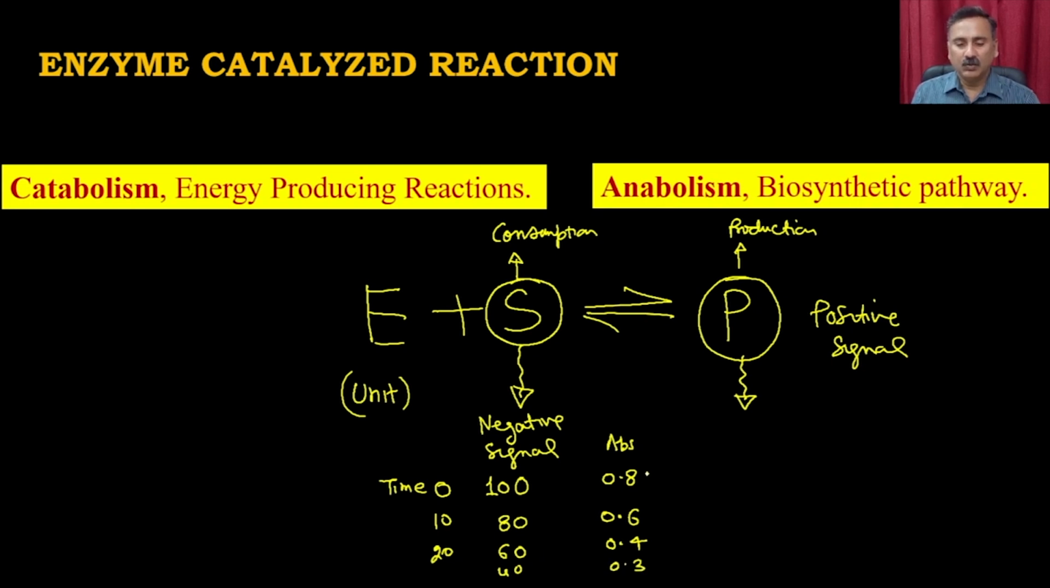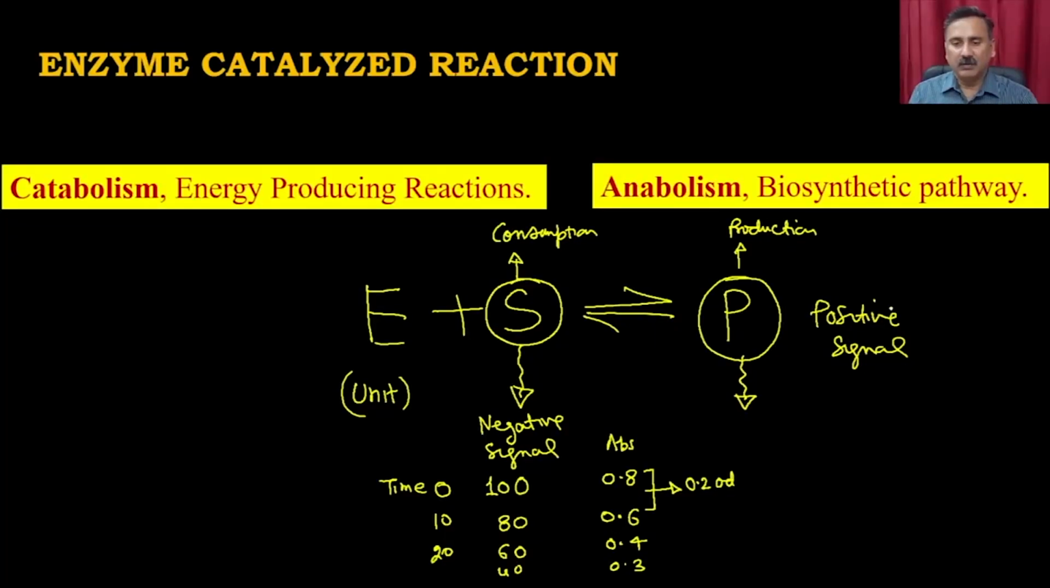This means you know the amount of substrate that is consumed. You started with 100 molecules, now you have 80 molecules. You can take this value and say, okay, 0.2 OD of substrate is consumed in 10 minutes, and that is the way you can use these values to calculate the enzyme activity.